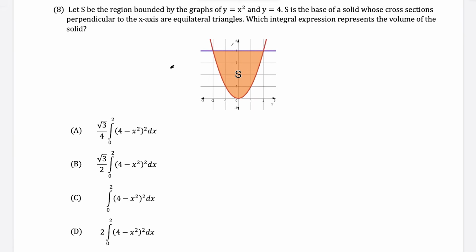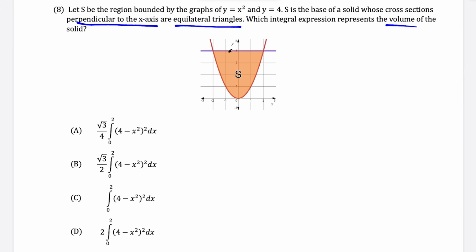Question 8: Let S be the region bounded by the graphs of y equals x squared and y equals 4. S is the base of a solid whose cross sections perpendicular to the x-axis are equilateral triangles. Which integral expression represents the volume of the solid?